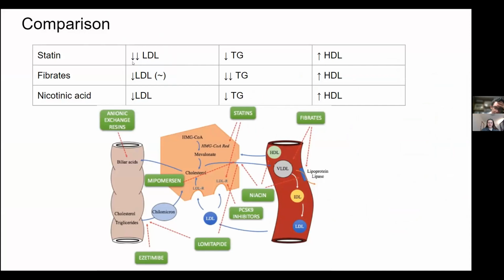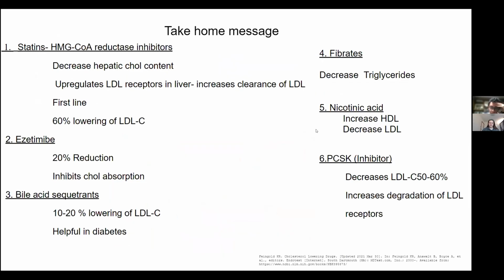Statins significantly decrease LDL by targeting the cholesterol. Fibrates significantly decrease TAGs, and nicotinic acid decreases the bad stuff and increases the good stuff. Again, this is a summary slide for your reference.